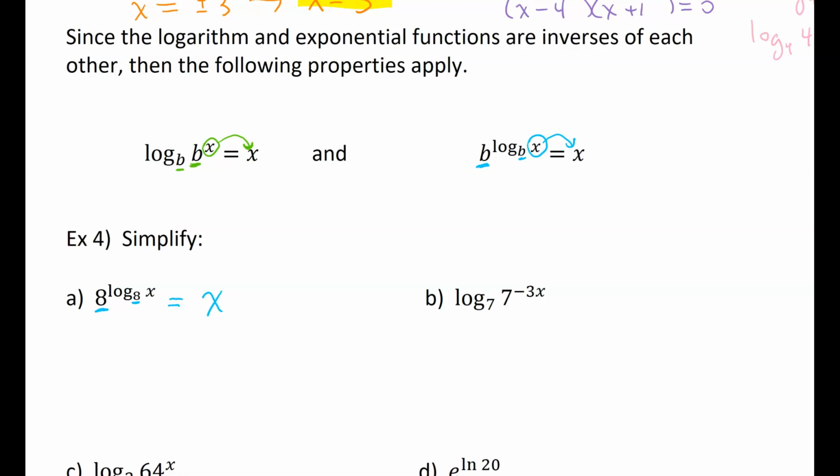In our next one, I have log base 7 of 7 raised to the negative 3x. Right, so again, the base of the log is equal to the base in the argument, which means this whole piece is equal to negative 3x.